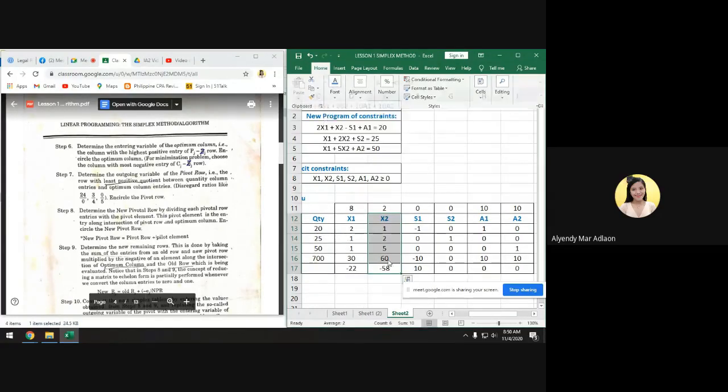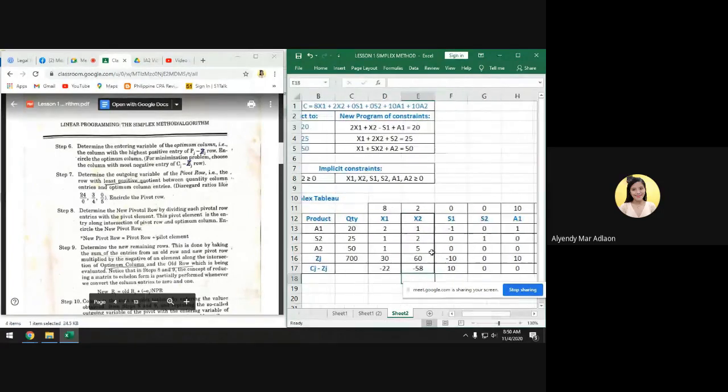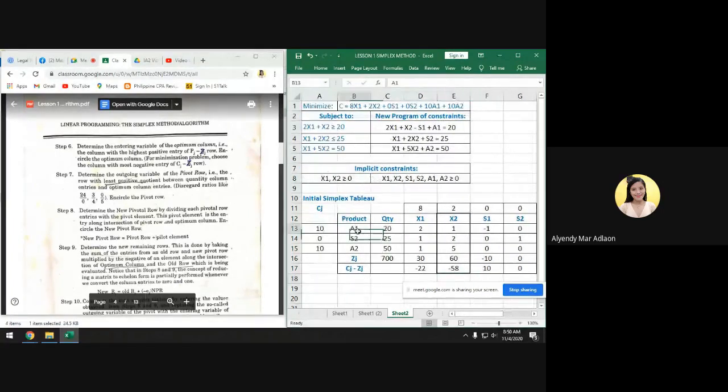Sige, pasabot ang entering variable. Kumbaga, si x sub 2 musulod na siya dire sa tong big 3. Okay, sa big 3 na nga product, si x sub 2 musulod na siya dire. But the question there is, kung musulod si x sub 2, kinsa naman pod ang mugawas. So that is the time nga pangitaon na sad nato ang pivot row.